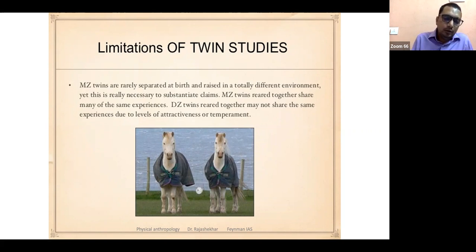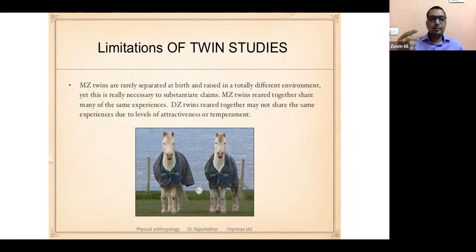Correct? And also, monozygotic twins are rarely separated at birth and raised in a totally different environment, which is really necessary to substantiate claims. Let's say we rear monozygotic twins in different environments. But even when you separated them, let's say at the age of 5, they anyway already shared the environment in the mother's womb. And they probably were raised together for a few years before they moved to different environments. So what role did that play?